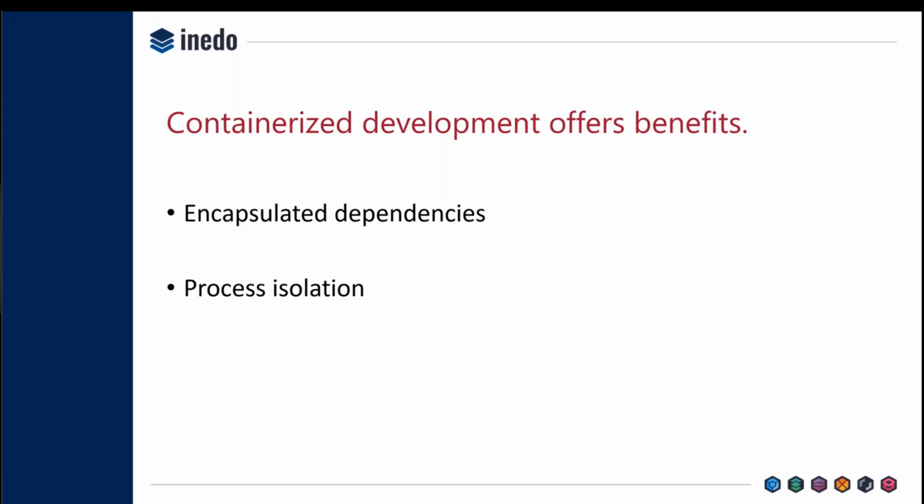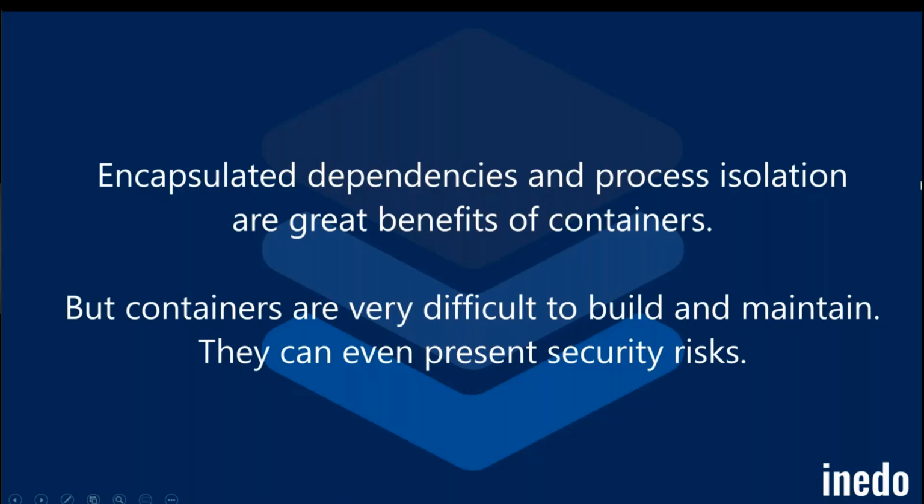Process isolation is a way of isolating out your application's processes so the other containers or applications running on that server are working isolated from each other. So then this way we kind of improve that security, and you don't have to worry as much about different applications accessing another application when it's unintended. So, encapsulated dependencies and process isolation are really great benefits of containers. But as you probably know, they're really difficult to build and maintain and can even introduce security risks that are big enough that some companies won't even allow you to develop using them.